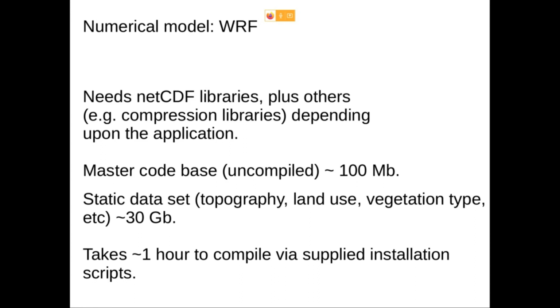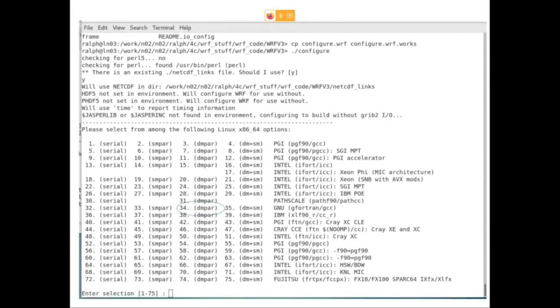On a machine like Archer, it takes about an hour to compile, and lots of installation scripts are supplied. Here's an example of running the configure script on Archer. You just set the configure script running, and it comes up with a whole bunch of options for you to use: how the parallel processing is handled, which compiler you wish to use, and so on. The one I've used is circled here.